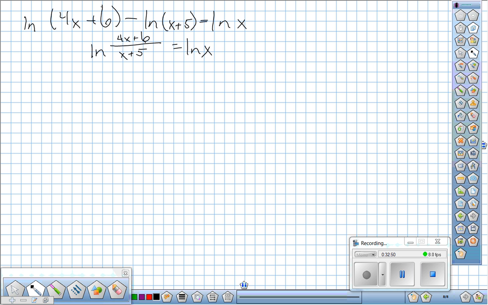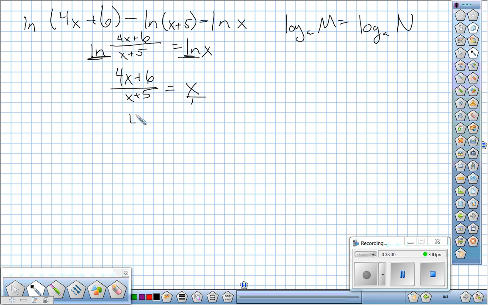Anytime that I have the natural log, what I'm actually going to do here is use my property of equality. So it was back at our very beginning thing. If I had the log of the same base equals the log of the same base, if I have two different things here, I can just set them equal to each other. Natural log means that I have the same base because I have an e. So I just take those and set them equal to each other. So I have 4x plus 6 over x plus 5 equals x.